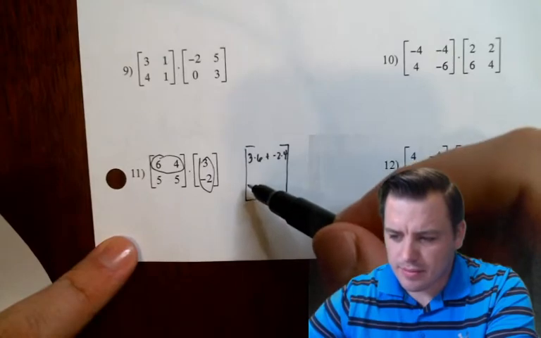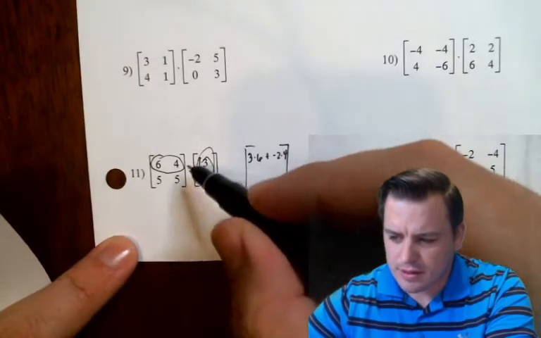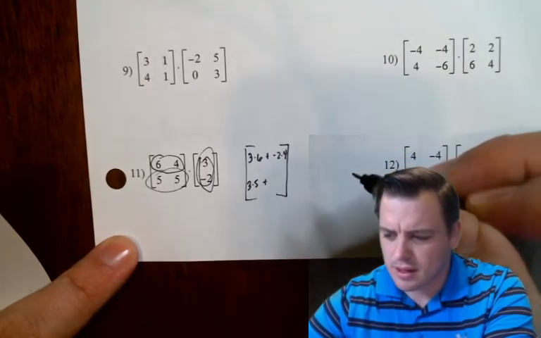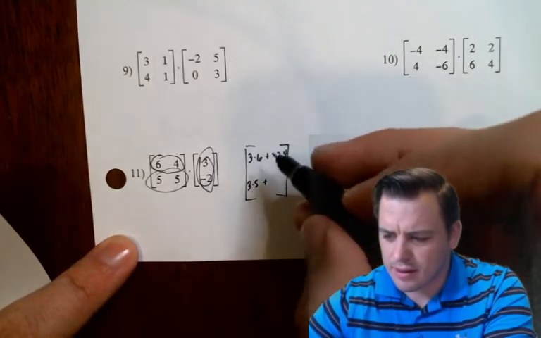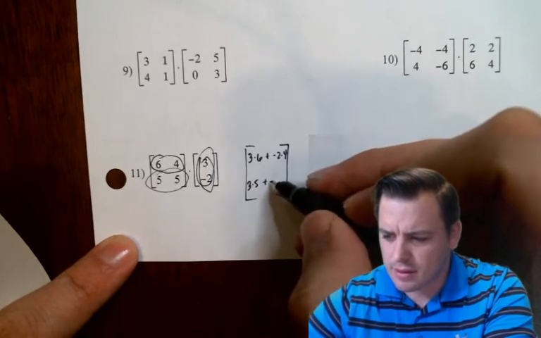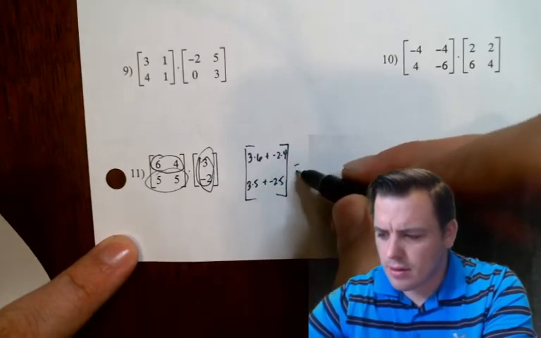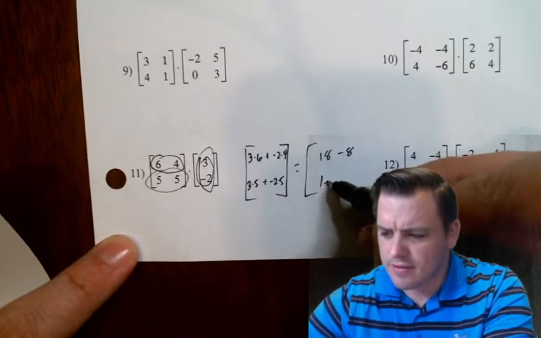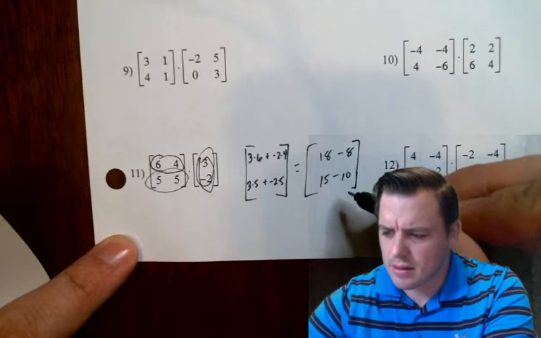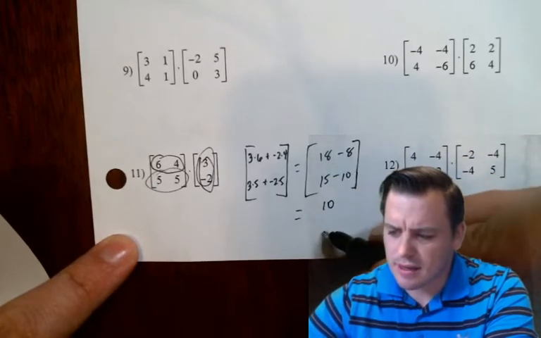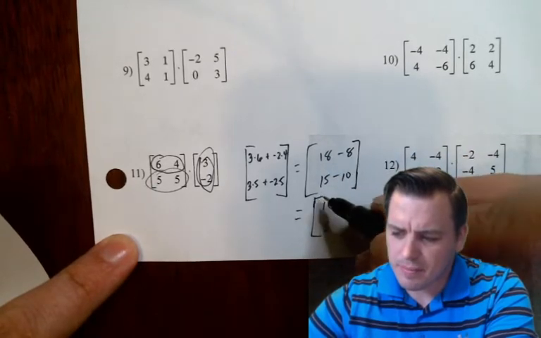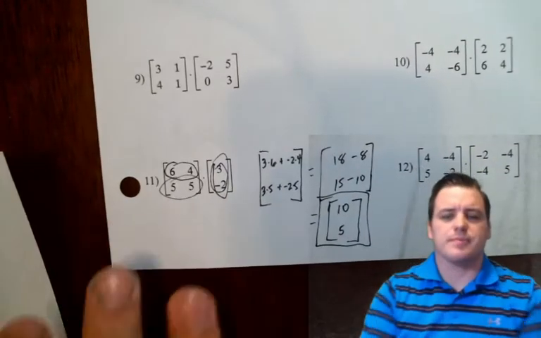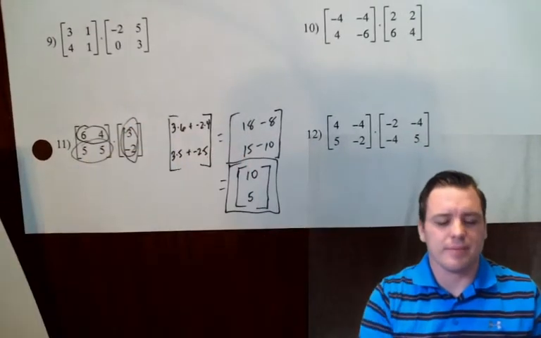And then do the same thing down here. Then do this times this. 3 times 5 plus negative 2 times 5. That would then go to 18 minus 8 and 15 minus 10, which then gives us 10 and 5. Looking like that. That's our final answer. Sorry, it took me a second. I had to look at it.